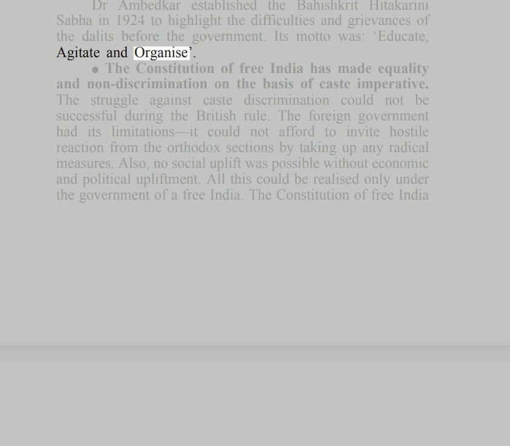The Constitution of Free India has made equality and non-discrimination on the basis of caste imperative. The struggle against caste discrimination could not be successful during the British rule. The foreign government had its limitations. It could not afford to invite hostile reaction from the orthodox sections by taking up any radical measures. Also, no social uplift was possible without economic and political upliftment. All this could be realized only under the government of a free India.